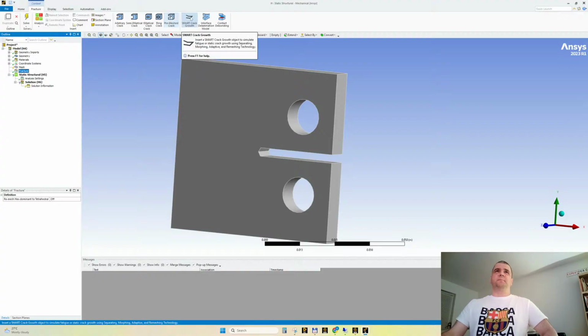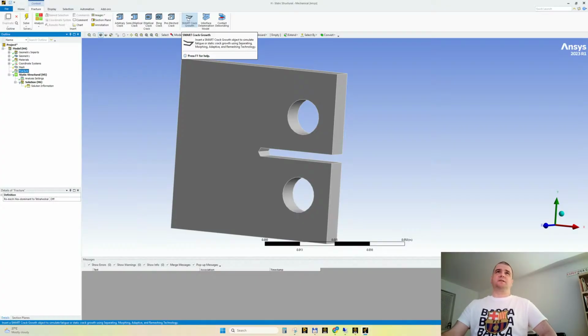And this is being paired with this one, Smart Crack Growth. This is the so-called XFEM, the extended finite element method, which exists in other software. Also in ANSYS, XFEM exists, but let's say the implementation of XFEM here in ANSYS Workbench is made with a custom XFEM here in ANSYS Remeshing.